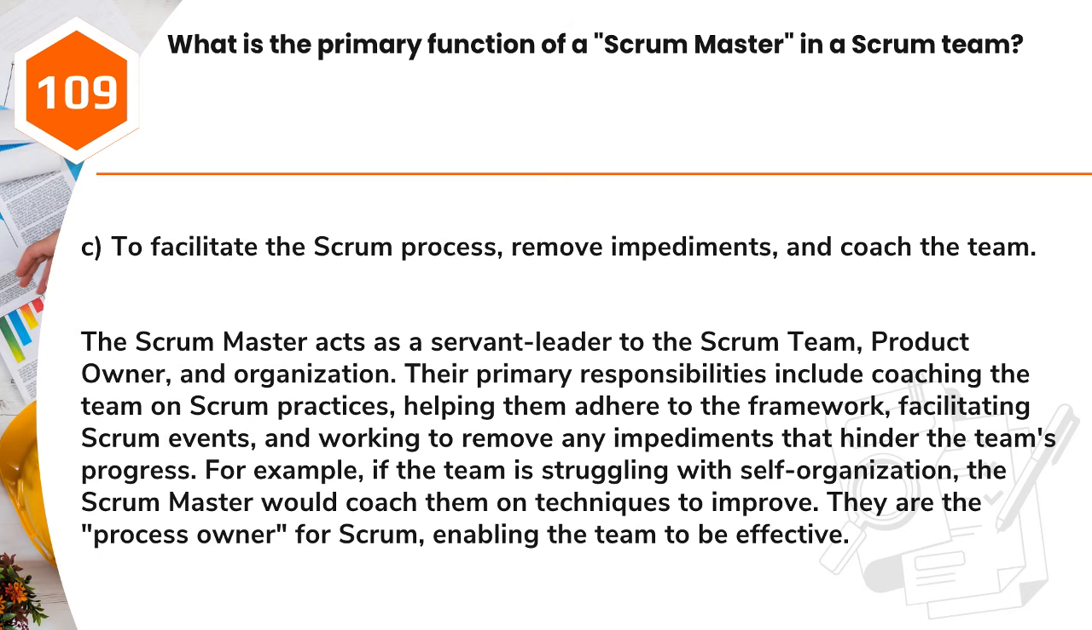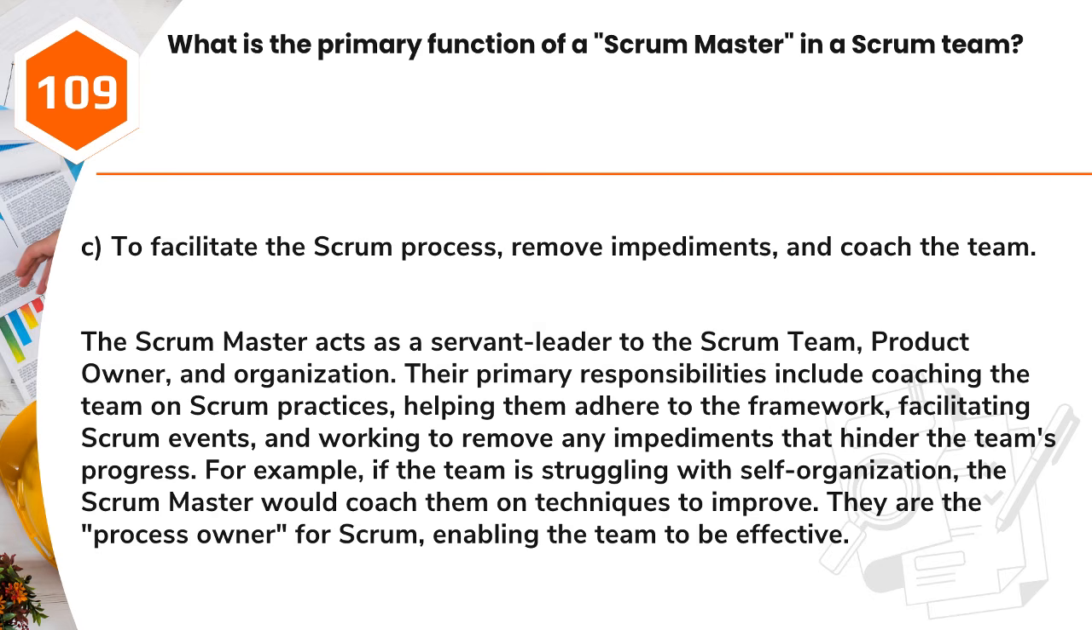Answer. C. To facilitate the Scrum process, remove impediments, and coach the team. The Scrum Master acts as a servant leader to the Scrum team, product owner, and organization. Their primary responsibilities include coaching the team on Scrum practices, helping them adhere to the framework, facilitating Scrum events, and working to remove any impediments that hinder the team's progress. For example, if the team is struggling with self-organization, the Scrum Master would coach them on techniques to improve. They are the process owner for Scrum, enabling the team to be effective.